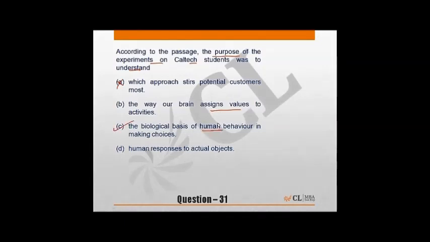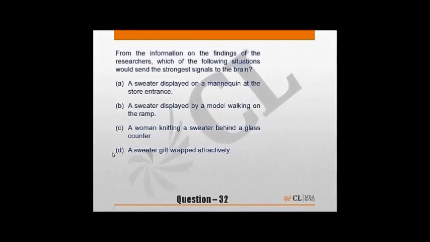This basis of human behavior leads to assignment of value. That is the process, but that is not what the purpose was. The purpose was to understand the biological basis of human behavior, and hence the correct answer is choice C. Let's move to the next question.